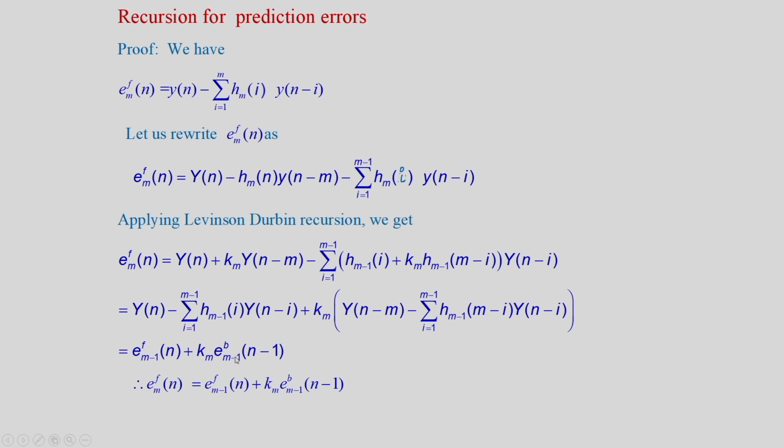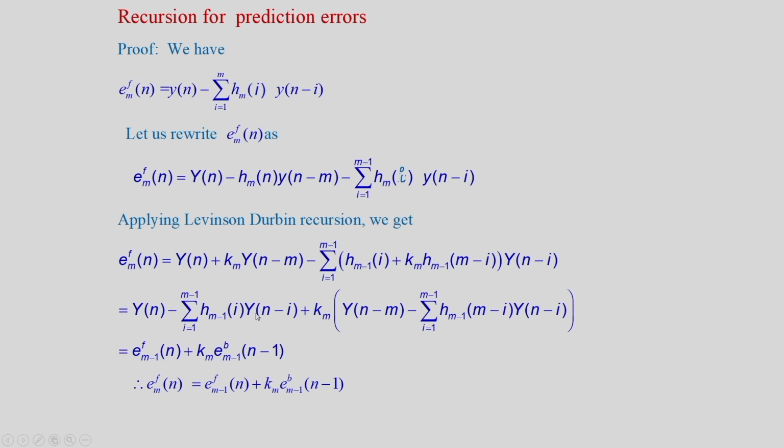Now we can bring these terms containing K_m together, so that way y(n) minus this will bring here, this will bring here: y(n) minus summation h_{m-1}(i) into y(n minus i) going from 1 to m minus 1, plus K_m times y(n minus m) minus this term, summation h_{m-1}(m minus i) y(n minus i) going from 1 to m minus 1.